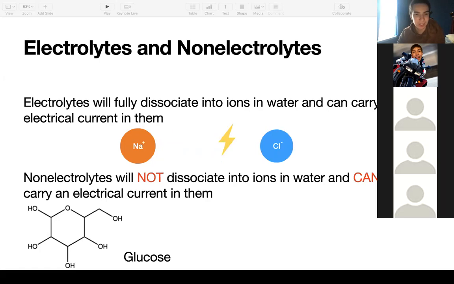I've given you the example of glucose. You may be thinking to yourself, I've dissolved sugar in water before. Why isn't it an electrolyte? While glucose may be able to dissolve in water, it doesn't necessarily dissociate in water. So just because it dissolves doesn't make it an electrolyte. It could still be a non-electrolyte.